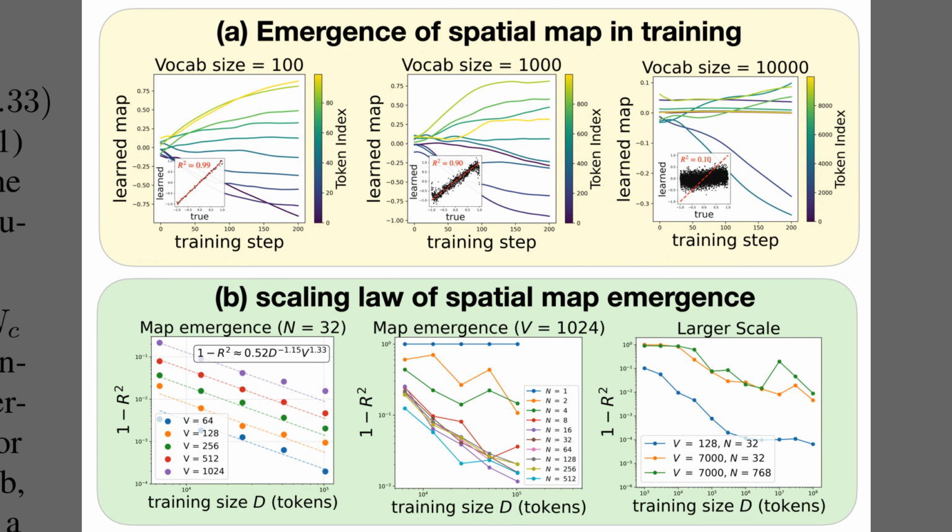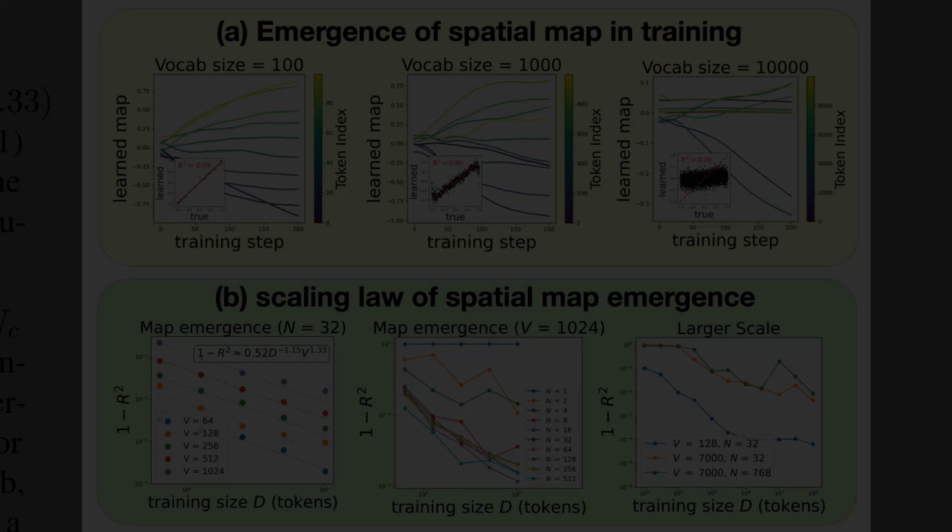So, while Figure 2 showed the failure, Figure 3 analyzes exactly what controls it, specifically vocabulary size and training data. Panel A demonstrates that with a small vocabulary of 100, the spatial map emerges rapidly, reaching near-perfect correlation. However, on the far right with 10,000 tokens, the map completely fails to form. Panel B quantifies this with a scaling law. The leftmost chart shows error dropping with more data, but exploding as the vocabulary grows, meaning large vocabularies effectively dilute the signal needed for physical understanding.